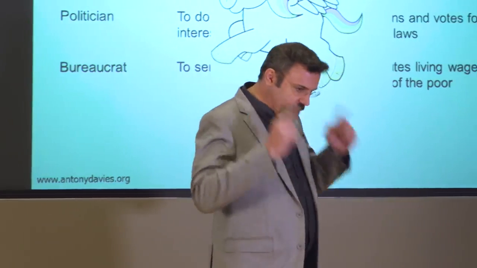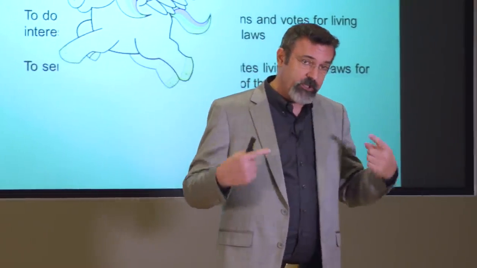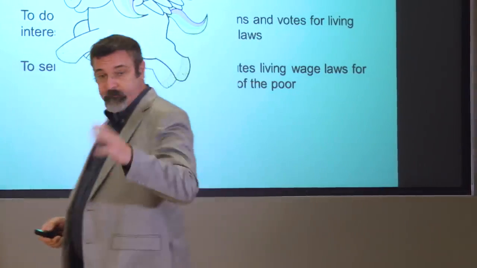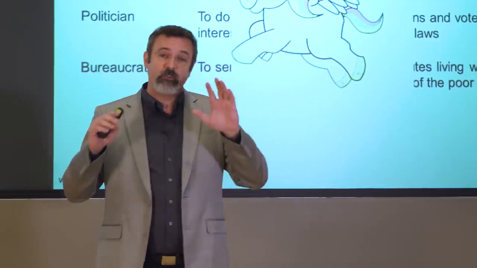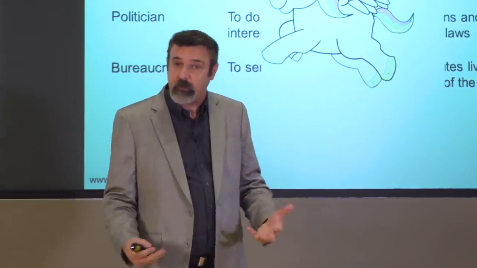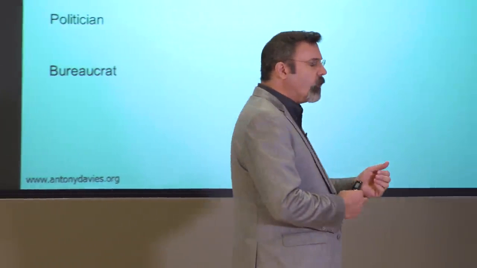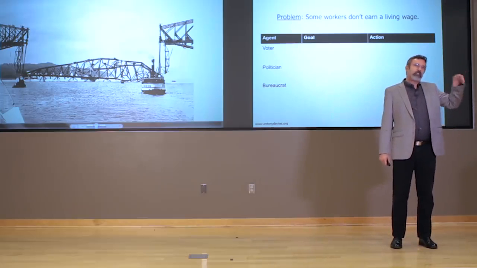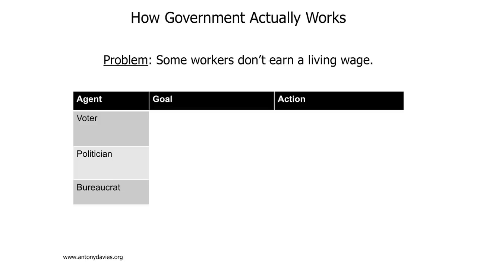Now let's look at the government through the eyes of a public choice economist. A public choice economist looks at these three groups, voters, politicians, and bureaucrats, and understands that these are human beings who face limitations and they have desires. So let's start with the voter. In the view of a public choice economist, here's a voter, he's a human being, what's his goal? Well, the goal of all human beings is to maximize their happiness.